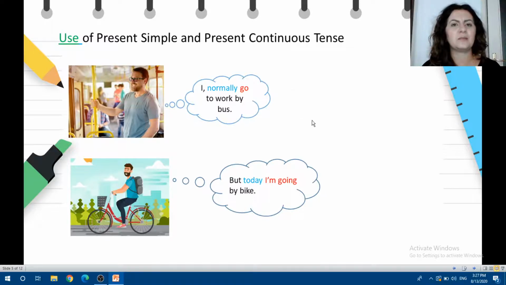So we can see that we have two situations. In the first one, we have a repeated activity that normally goes on. And that's why we use the present simple tense, which is signaled by this adverb, normally. In the second situation, we've got an activity that happens today, at this moment, around now. That's why we use the present continuous tense.